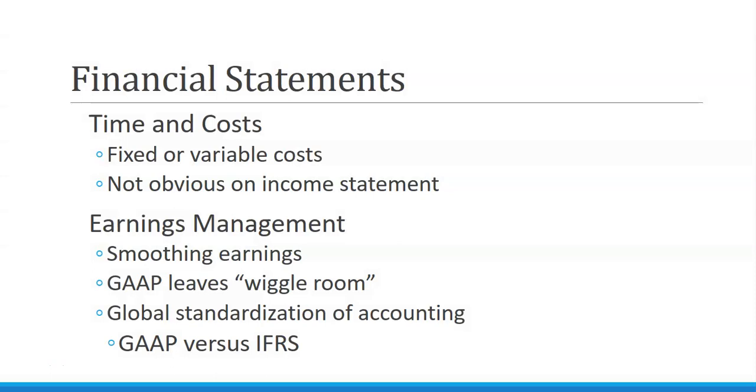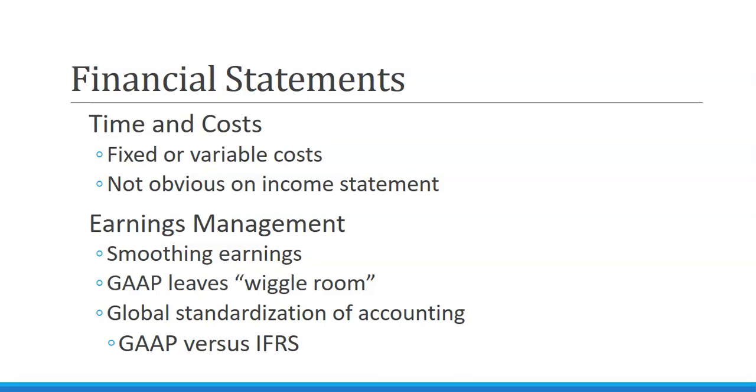We also have the timing and costs of information on our financial statements. So are costs fixed or variable? This is not always obvious on our income statement. Given a long amount of time, almost any cost can become a variable cost. However, we look more at whether costs are period costs or product costs when we are creating income statements following GAAP rules. So we can have variable and fixed costs within each one of those components.